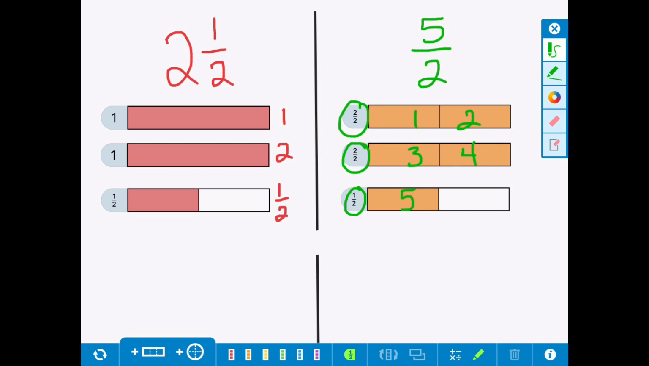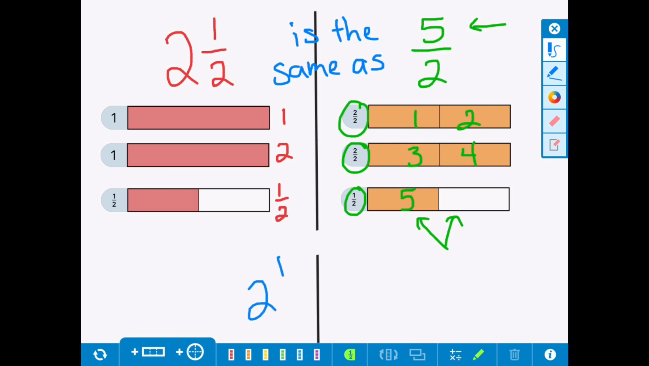Remember, the denominator tells us that each bar should be cut into 2, and they are. The bottom bar has 2 parts, but only 1 is colored in. So each bar is cut into 2, and that top number, 5, tells us how many parts we colored in. So 2 and a half on the left side is the same as 5 halves. And the shortcut math way to write that is 2 and a half equals, or is the same as, 5 halves.